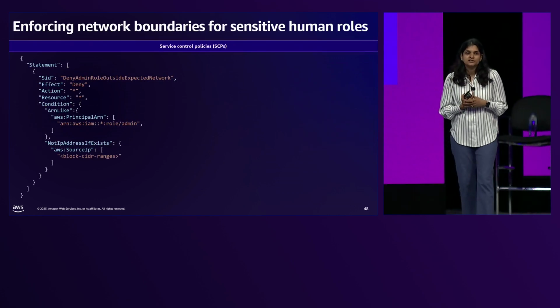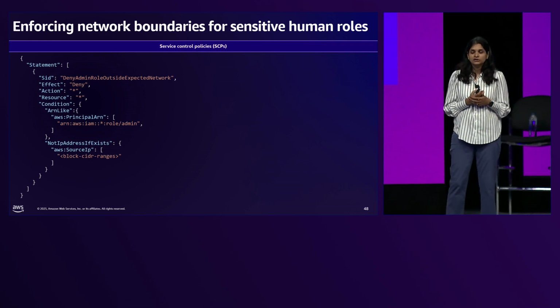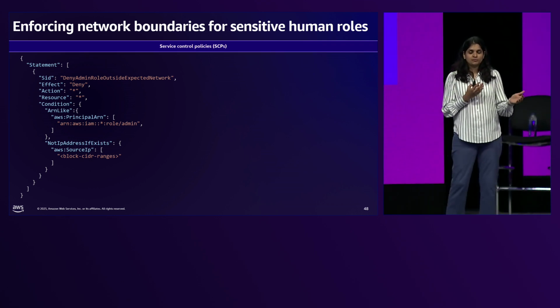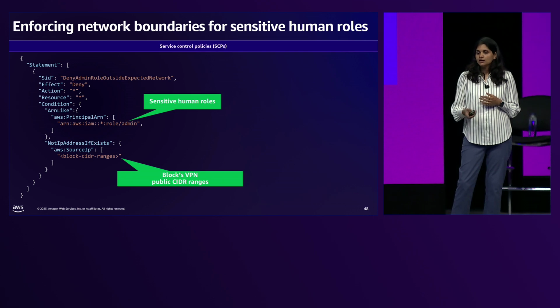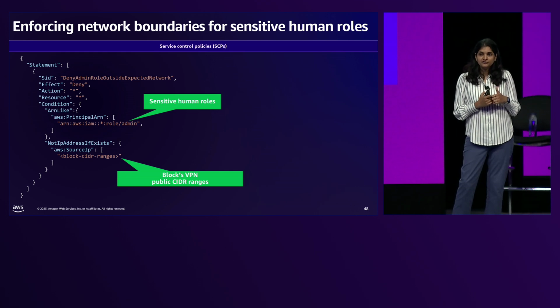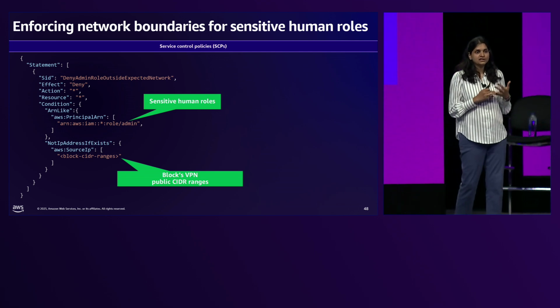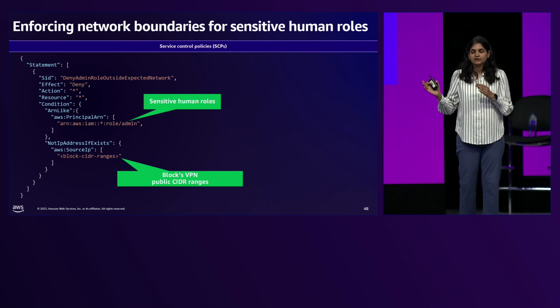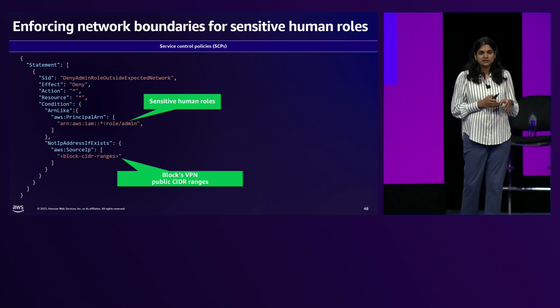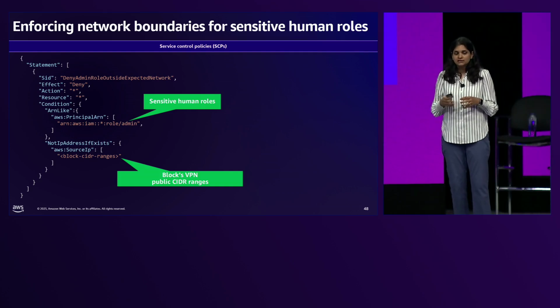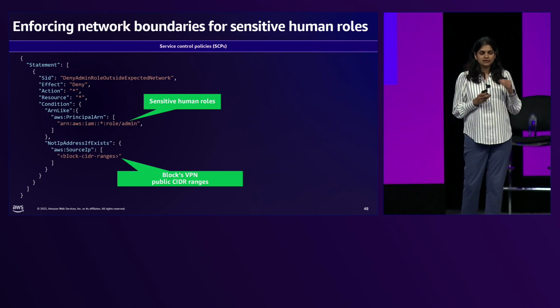This is an example of a service control policy which we enforce to allow this network perimeter. Here it shows one of our sensitive roles, admin, where access is only allowed for that role if the request originates from our expected VPN network. That means even if the credentials are valid, if the request doesn't originate from our expected network, the access would be denied. This protects against credential misuse from uncontrolled environments.